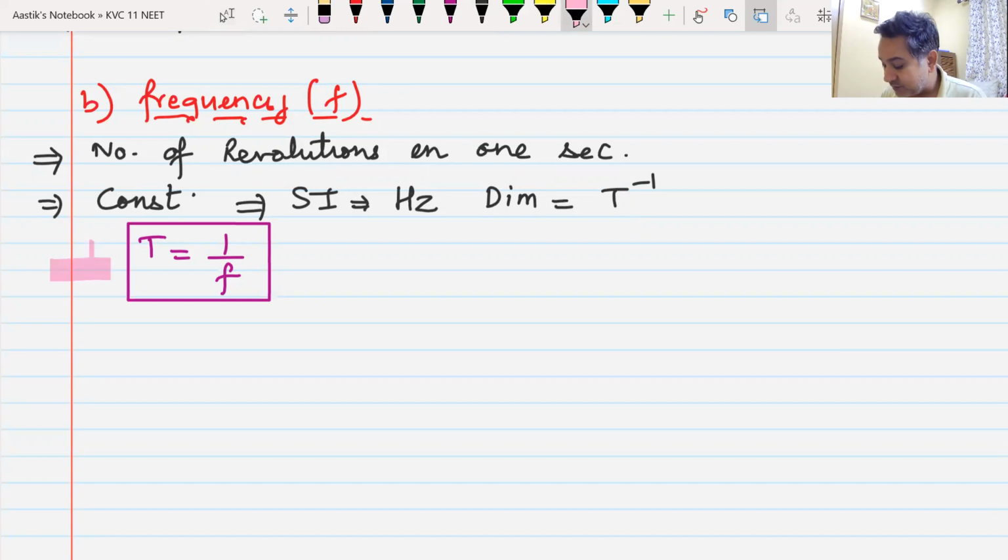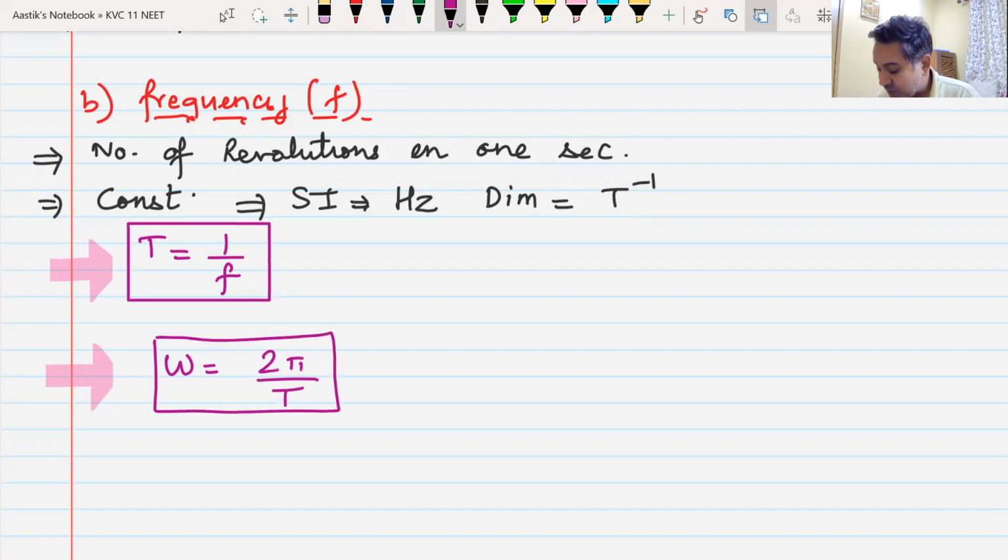This is the first formula that you must remember. The second formula is omega, your angular velocity, is 2 pi by T. Why is it 2 pi by T? The total angle turned is 2 pi. It completes the total revolution in T seconds. Therefore, your angular velocity becomes 2 pi by T. Because T is 1 by f, you can also write omega as 2 pi f.